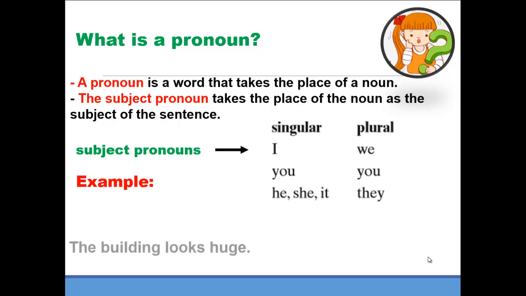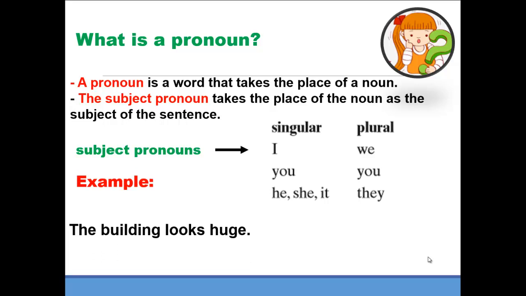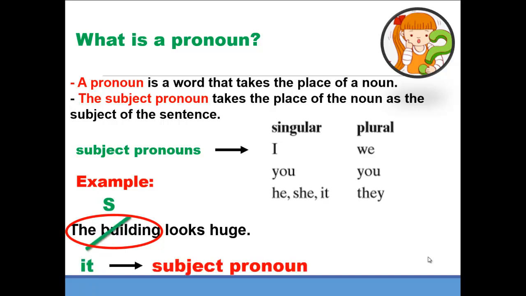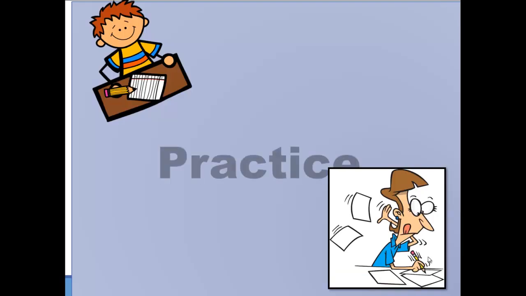For example, the building looks huge. What looks huge? The building. It is the subject, so it's a noun, and it is the subject. What word can we replace the subject with? We can replace it with the word it, so it is a subject pronoun. So again, the subject pronoun takes the place of the noun, which is the subject of the sentence. Great. And now let's move to the practice.